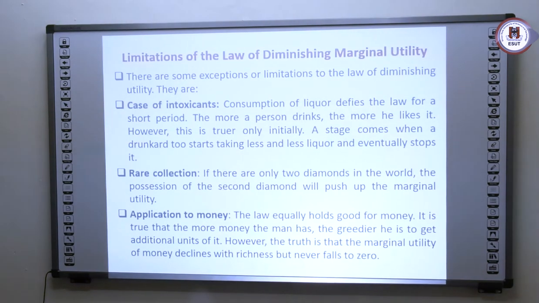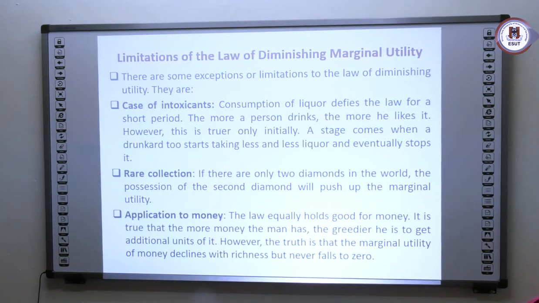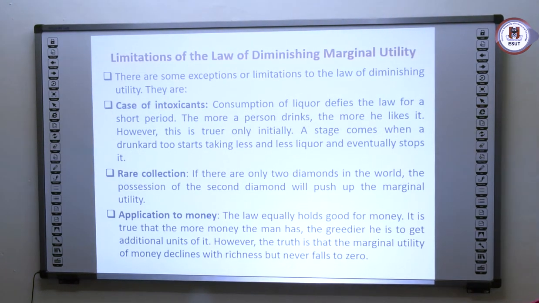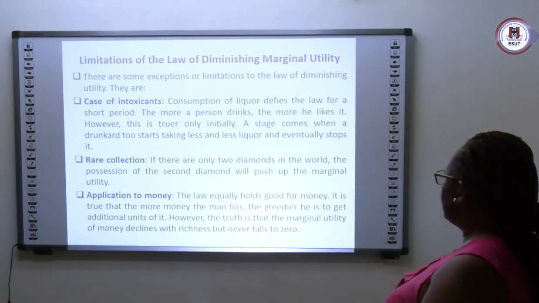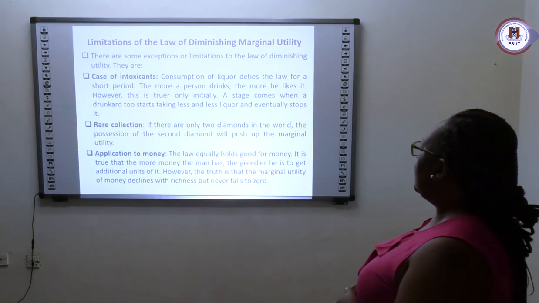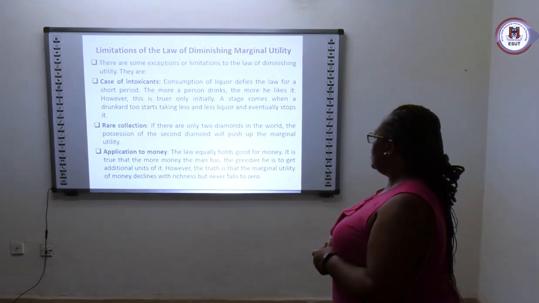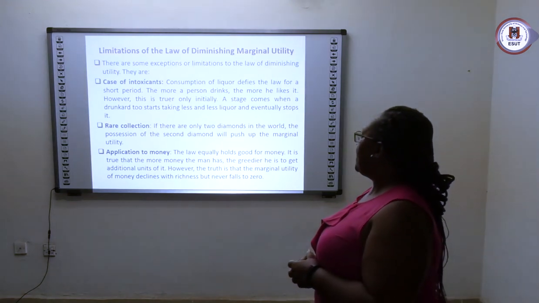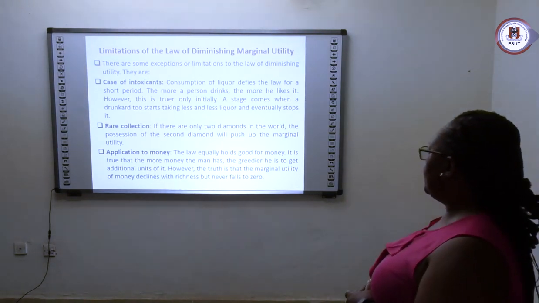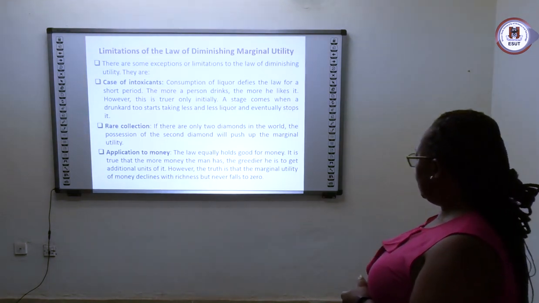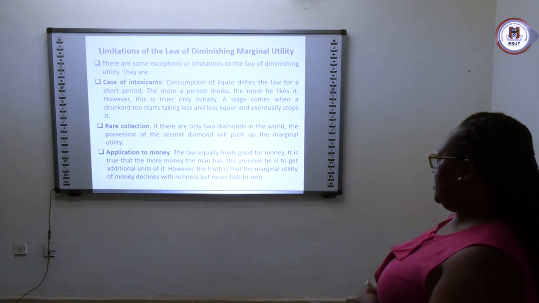Limitations. There are some exceptions or limitations to the law of diminishing utility. They are: 1. In the case of intoxicants, consumption of liquor defies the law for a short period. The more a person drinks, the more he likes it. However, this is true only initially. A stage comes when a drunkard too starts taking less and less liquor and eventually stops it. 2. Rare collections: if there are only two diamonds in the world, the possession of the second diamond will push up the marginal utility.